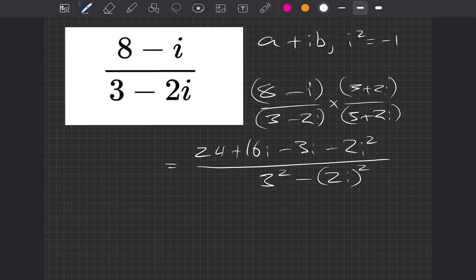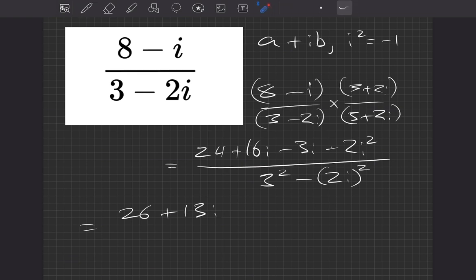So let's expand this all out. What are we going to get? Well, the top, what we can see is we have an i squared. And i squared, we know, is minus 1. So this minus 2i squared is actually going to become plus 2. So we have plus 2 and 24, which gives us altogether then 26. And in terms of i, we have 16 minus 3, which gives us 13.